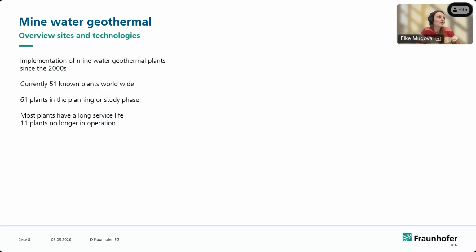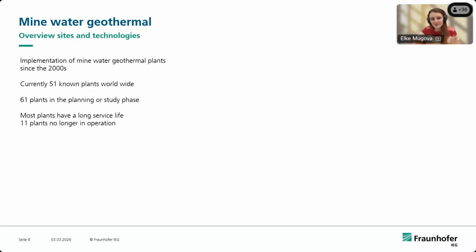Most mine water geothermal plants were installed since the 2000s, and data from last year from a publication says that there are 51 known plants worldwide, and 61 are in the planning phase, so quite a lot, I would say. And most plants have actually quite a long service life. For example, there's one in Eastern Germany in Ehrenfriedersdorf that is functioning now for over 25 years, and only 11 plants are no longer in operation.